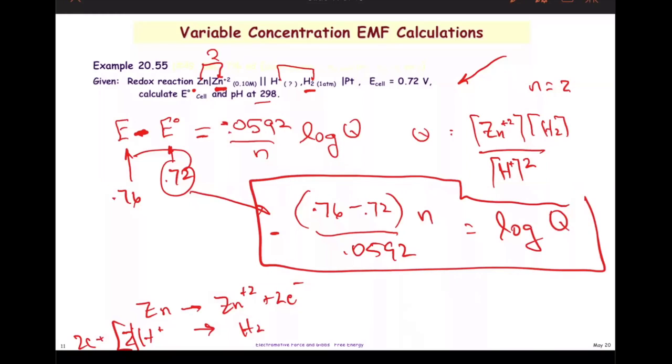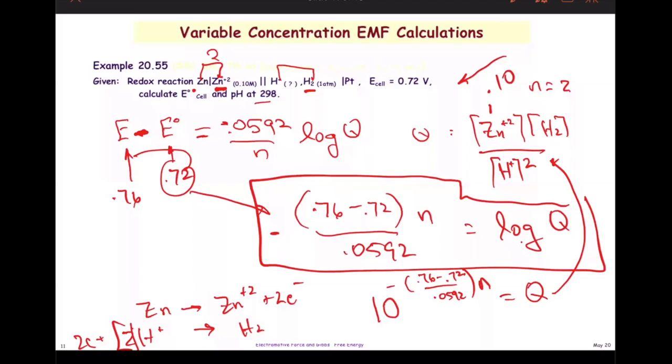Log Q is base 10. So I can say 10 to the minus 0.76 over minus 0.72 over 0.0592 times n is equal to Q. What is Q? Q is that. Remember that I have values for zinc plus 2, that's 0.10. I have a value for hydrogen, that's 1 atmosphere. I'm trying to calculate H plus.